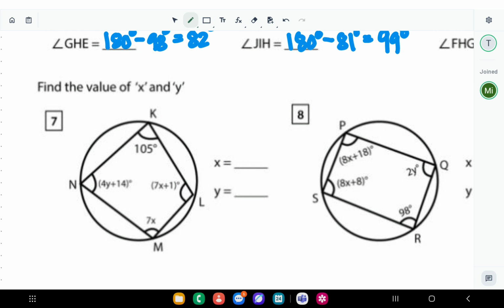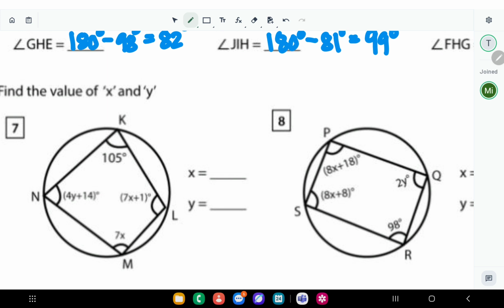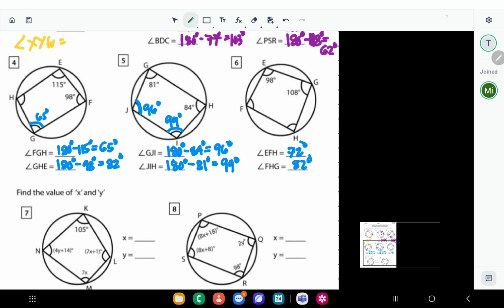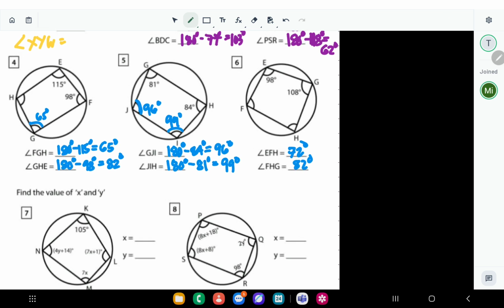Oh, this one is different. Okay, the same method, the same way of solving, is just you're given variables here, right? So we're given angles N, which is 4y plus 14, K 105, L 7x plus 11, and then M is 7x. Now we need to solve for x and y. Since we have 2 variables, we need 2 equations.